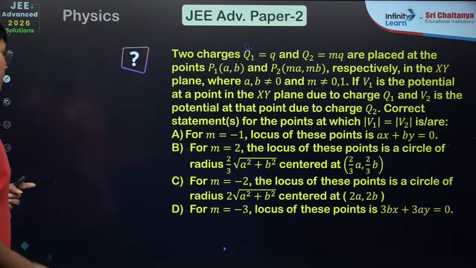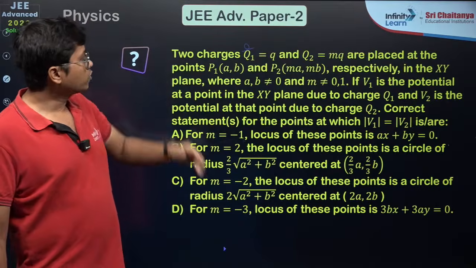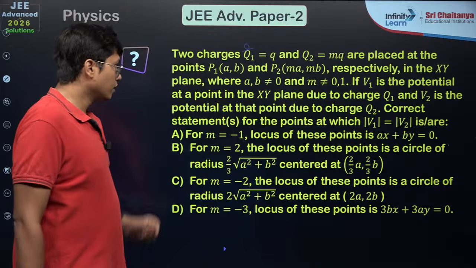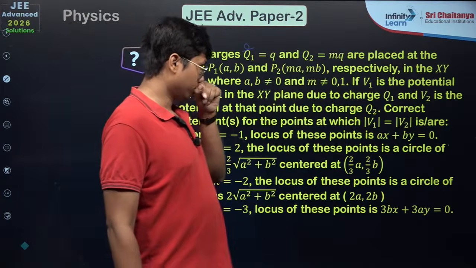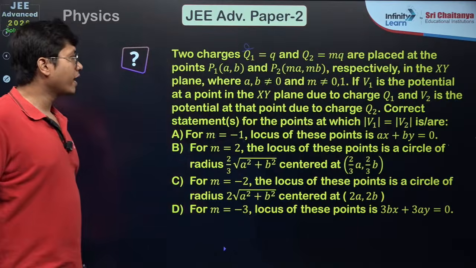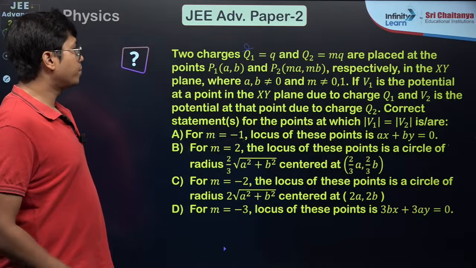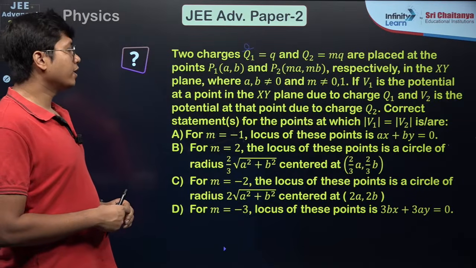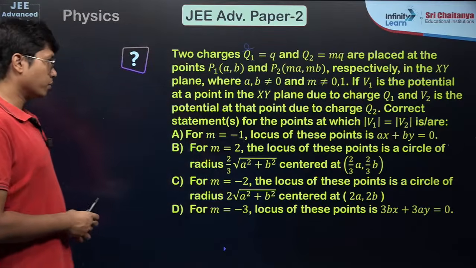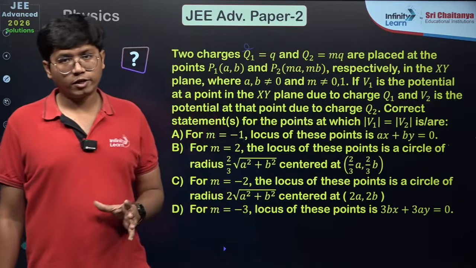Okay. Next MSQ says there are two charges. Capital Q1 is equal to small q and capital Q2 is equal to mq. They are placed at points P1 is (a, b) and P2 is (ma, mb) respectively in the xy plane, where (a, b) is not equal to 0, and m is not equal to 0, 1. If V1 is the potential at a point in the xy plane due to the charge Q1, V2 is the potential at that point due to the charge Q2, the correct statement for the points at which V1 is equal to V2 in magnitude is?